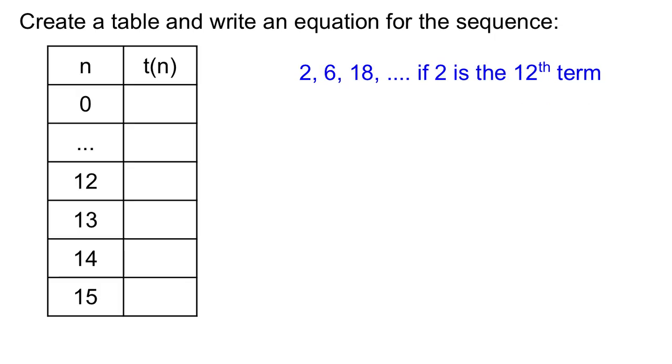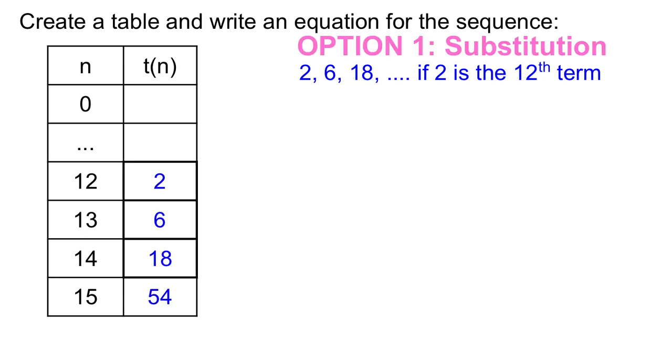Now let's look at an example of a geometric sequence. So the first thing that I'm going to do is fill in the table again. If 2 is the 12th term of the table, I'm going to go ahead and put 2 next to 12, and then I'm going to continue filling in the rest of the table. And now I'm going to try to use substitution. So I'm going to think about what's my generator. So in this case, to go from 2 to 6 to 18, I'm multiplying by 3. So I'm going to substitute 3 into my equation as my multiplier.